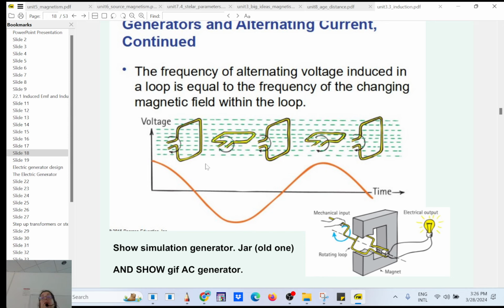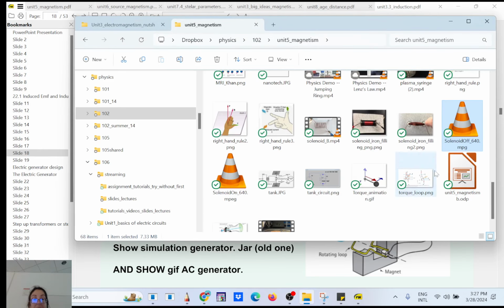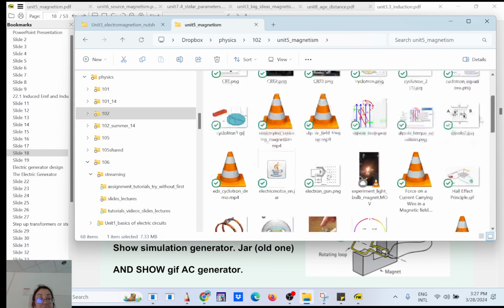Now, you see it has a rotational speed. It's going to rotate at a given speed. So the number of cycles per second is going to be 60 hertz. So we're going to produce an AC voltage with a frequency of 60 hertz. Is that clear? So I have an app, AC generator. Let's see.